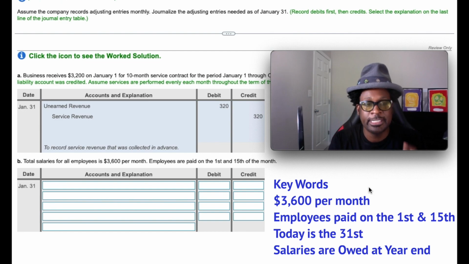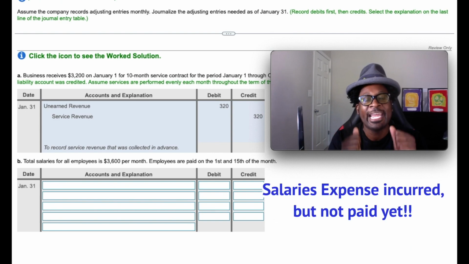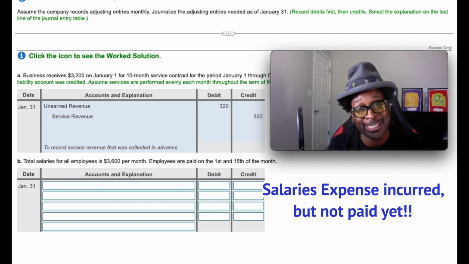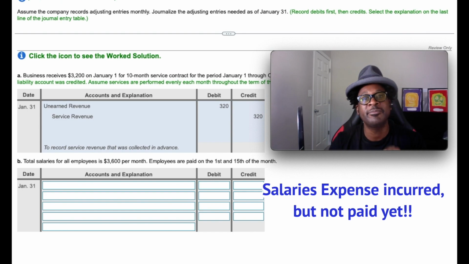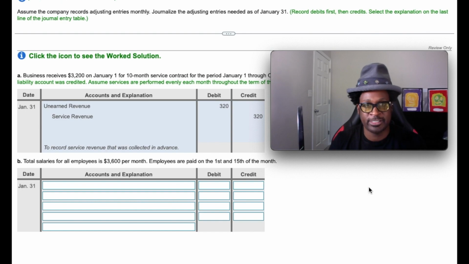Today happens to be January 31st, which means that a part of that payment hasn't been made. However, the actual salaries has happened already. So what are we referring to here? Anytime that we have an expense that has happened, but it hasn't been paid, that gives us a quite particular example of an accrued expense. Therefore, we have to make the adjusted entry accordingly. Anytime you have an accrued expense, you will always debit the expense and credit a payable.